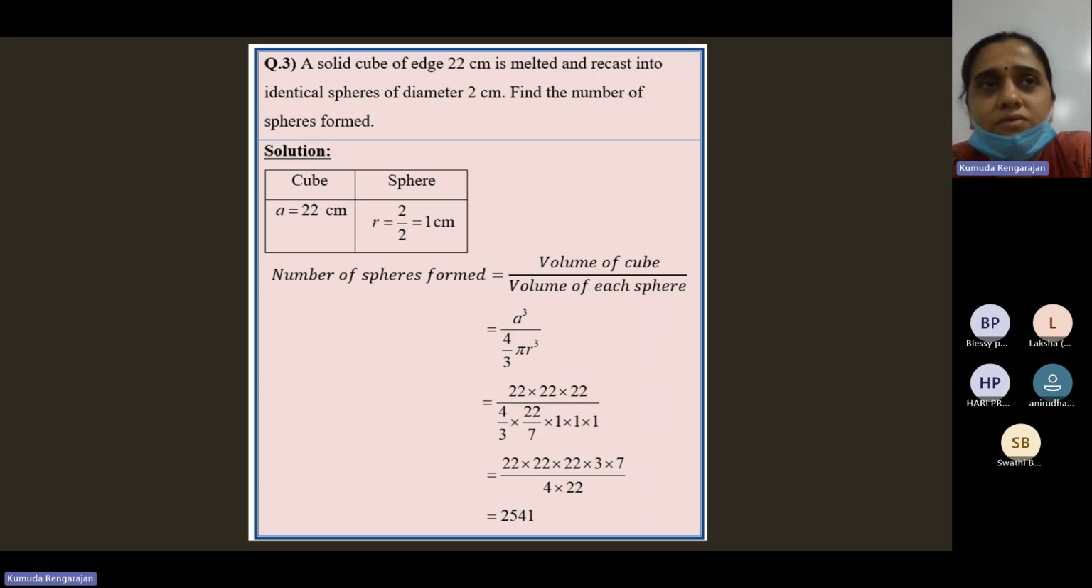So whenever we're finding a number, it's always volume by volume or area by area. So here, number of spheres is equal to volume of the cube by the volume of each sphere. So a cube by 4 by 3 pi r cube. This 3 and 7 will go up to the numerator. On cancelling, we get 2541. Very good.